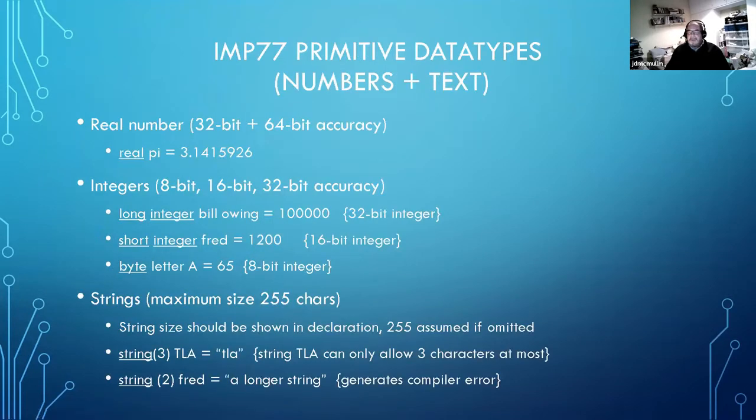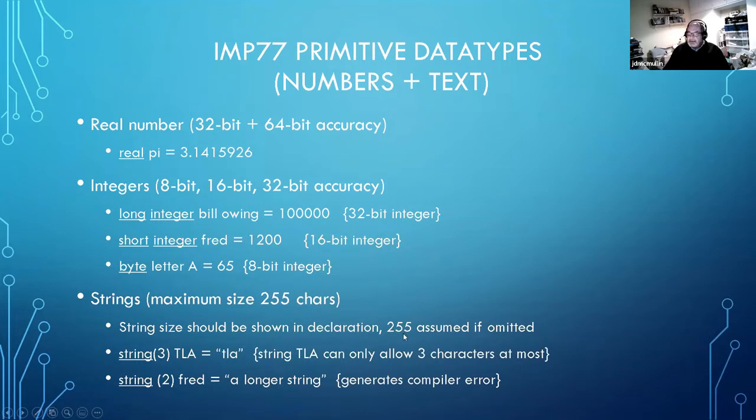What data types does IMP have? Well, it's got real numbers, but they're stored as 32-bit or 64-bit accuracy. Integers, 8-bit, 16-bit, 32-bit. Obviously, you could say the 32-bit one is the long integer, short integer is 16-bit, byte is just obviously the 8-bit ones. If you want a string, you show it by saying the keyword string, and then you specify the maximum length that the string can have. If you don't indicate that, bracket 3 close bracket, it assumes 255 characters.